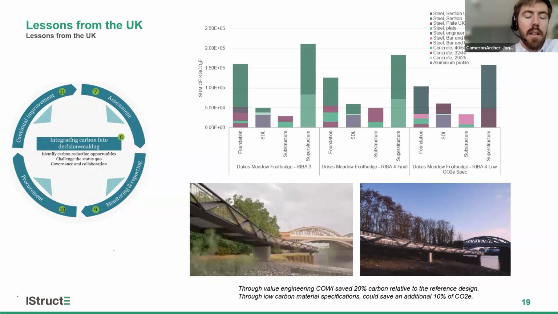So in this context here, the contract for the procurement of this bridge had no explicit provisions for carbon. It was more cost orientated. But within that framework, we were still able to find decent savings and document them as we went, whilst also saving cost.